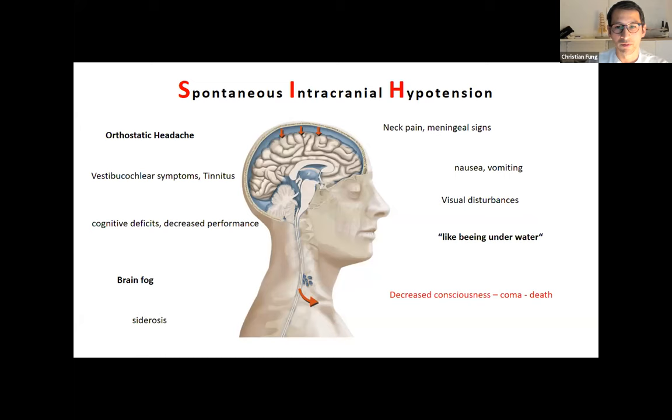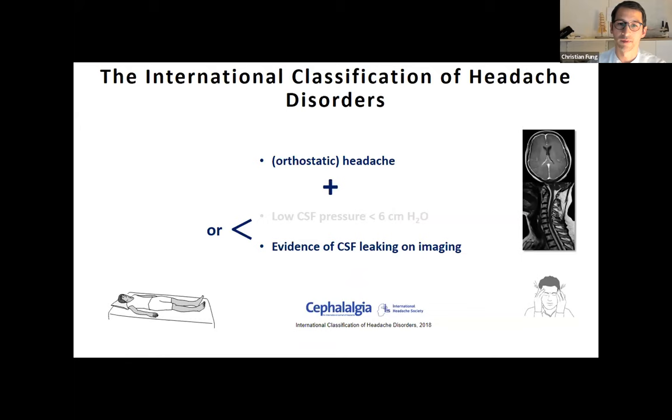So when talking about SIH, we need to classify and define the disease. And nowadays, everyone refers to the definition of the International Classification of Headache Disorders. This definition demands orthostatic headache, of course, and low opening pressure of CSF or evidence of CSF leaking on imaging. You've seen already that I've shaded the opening pressure in gray. And this is a very important point, because we know nowadays that about 60% of patients with proven SIH don't have a reduced opening pressure.